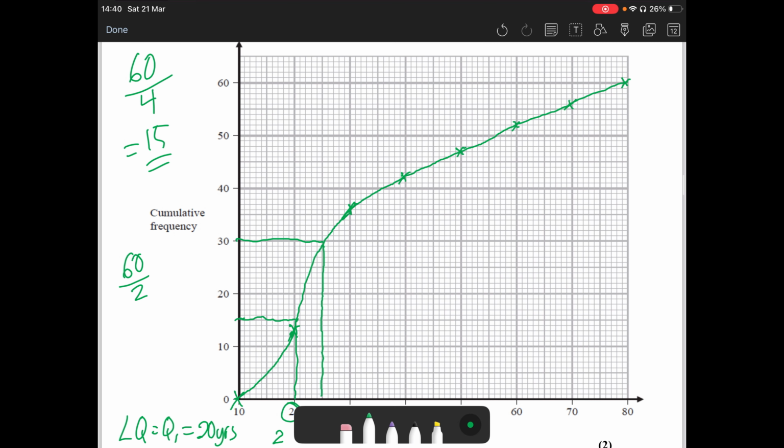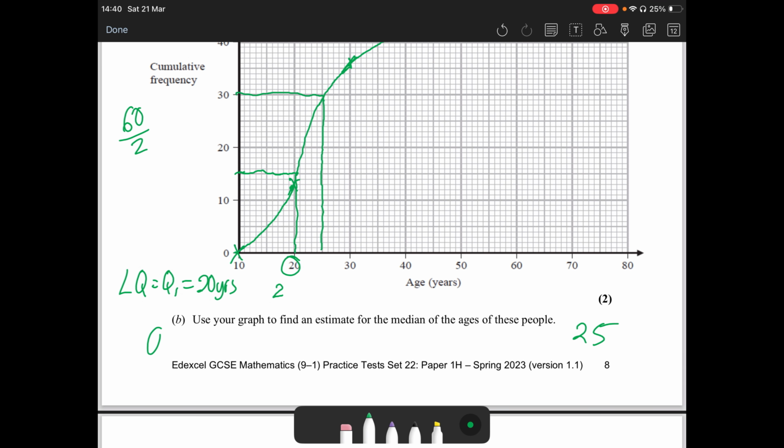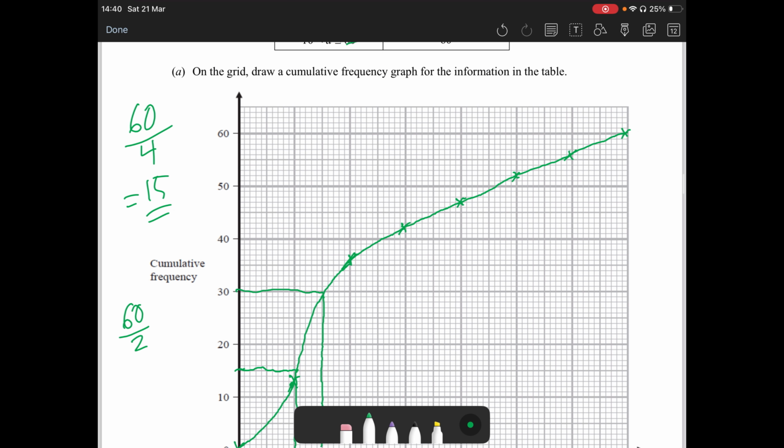The second, so we're counting up in 15s. Now the second quartile, Q2, you'll know this as the median. This is literally part B. It was 25 years, right? And the upper quartile, Q3, we're counting up in 15s, is going to be the 45th person.